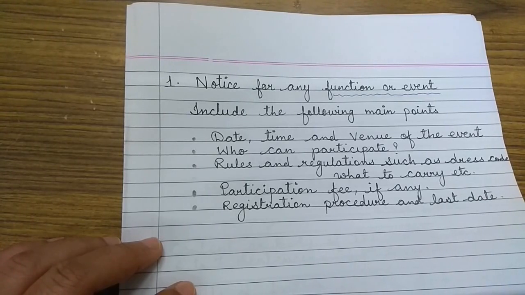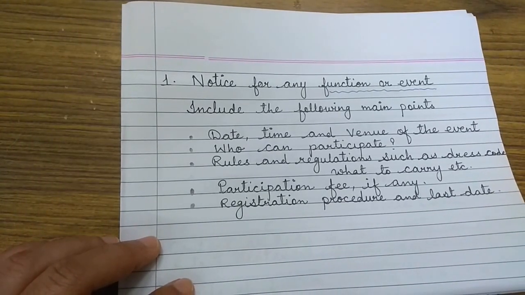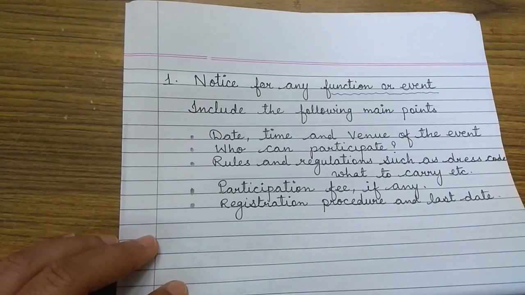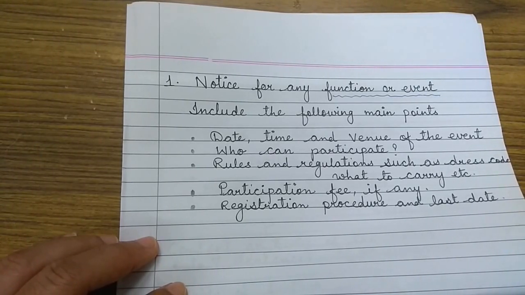Okay, who can participate? I told you, remember, you always have the 5 W's. That is what, when, where, who, whom. Okay, so in the event or whatever the function is going to take place, who can participate. Then the rules and the regulations such as the dress code and what to carry, etc. Now, if you have decided to have a particular dress code for the function, you will have to mention it in the notice so that all wear the same type of dress.